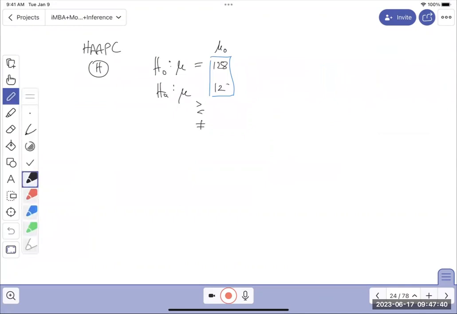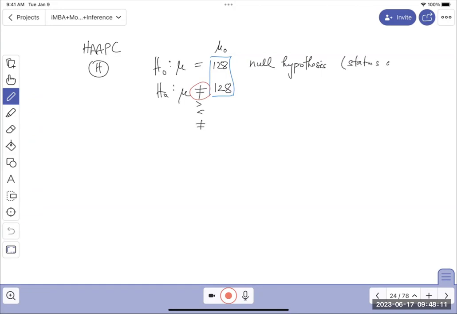I put it here and I put it here. And what symbol do I put in here? Not equal. We just want to know if it's different. We're not going to test if it's higher or lower. Okay, so this is the null hypothesis, the status quo, or no difference from the status quo. And here we have the alternative that we believe to be true if we have evidence against the null.